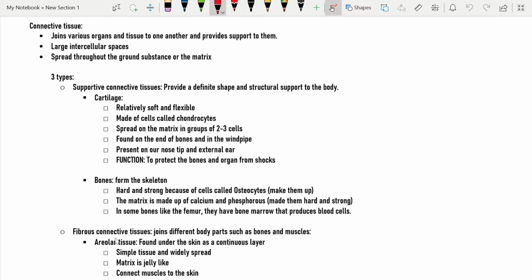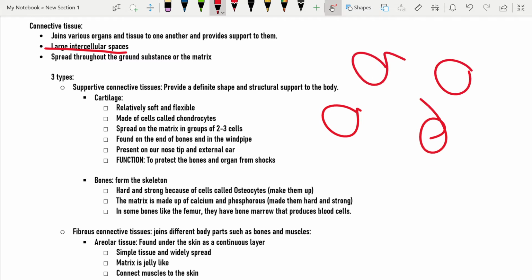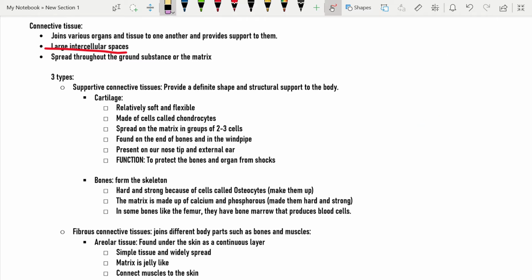Alright, so then we've got large intercellular spaces in connective tissues. If there are large intercellular spaces, then it means that they're liquidy. Because if you have cells like this far apart, then you will have a space here, right? So they will get mushed easily. So they must be like jelly-like. Alright, let's see what they are.